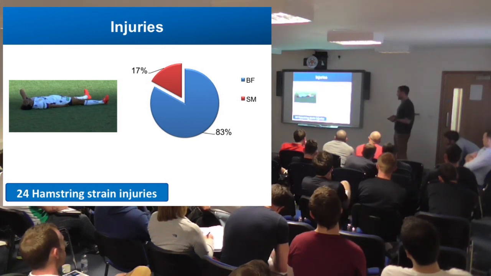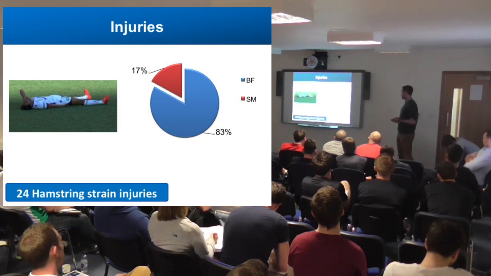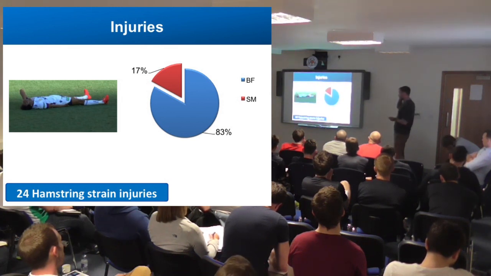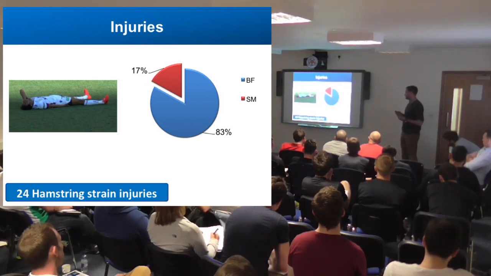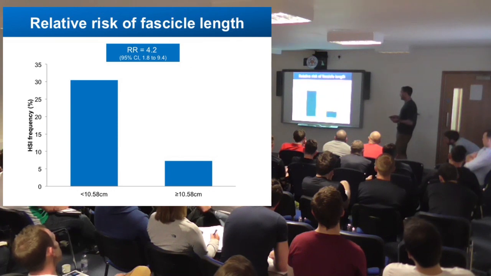So for the guys in the scan, we had 24 injuries so far. We had an email just before I left, so we now have 25. That gives about 83% biceps femoris. Again, the majority of our injuries are in that muscle, which is what we scan, which is good, for me anyway.